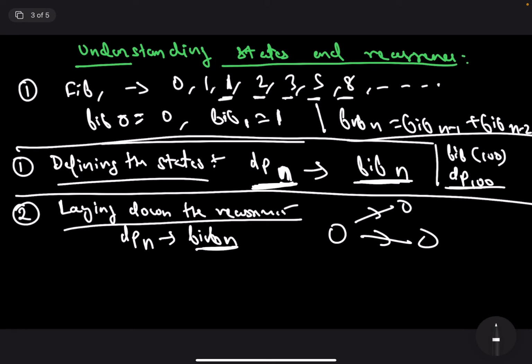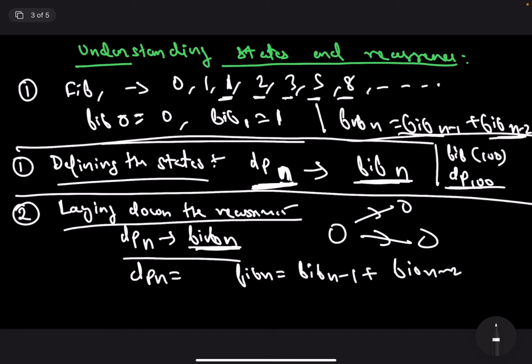All right, so in the context of this problem, for DP of n, I already know that the value of Fibonacci of n is nothing but Fibonacci of n minus 1 plus Fibonacci of n minus 2. I know that DP of n minus 1 is equal to Fibonacci of n minus 1, and I know DP of n minus 2 is equal to Fibonacci of n minus 2, and I also know that DP of n is equal to Fibonacci of n. So by that logic, DP of n equals DP of n minus 1 plus DP of n minus 2.